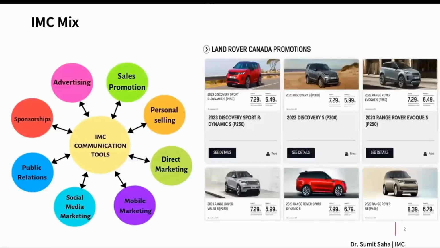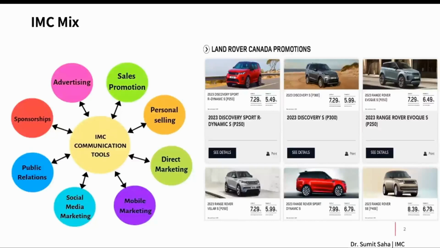When I'm talking about sales promotion, you will see that at many points of time, online or offline, companies run sales promotion activities. This is an example of online promotions by Land Rover Canada, wherein you can see they're giving a cheaper rate of interest when you are buying a Land Rover. Different models, different interest rates, different benefits.